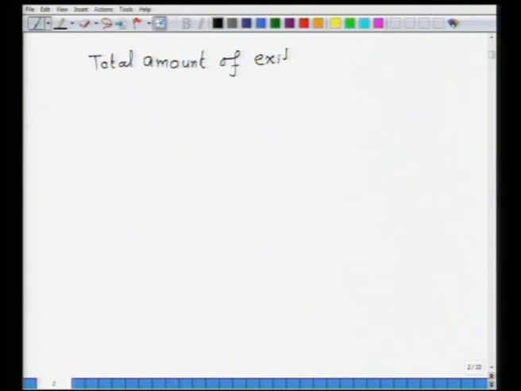So, now we can calculate total amount of exit gas. Of course, we have to sum total, and that will be equal to 11.6466 kg moles per minute, and this becomes, that is equal to 260.88 meter cube per minute. So, that is what the question which was asked.